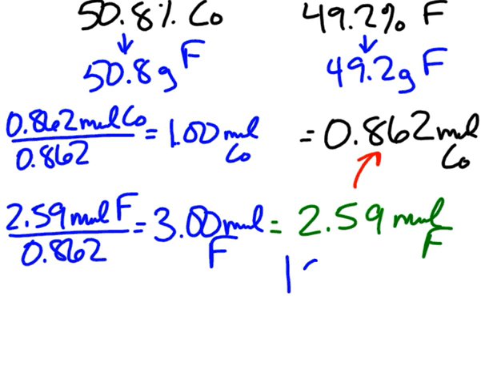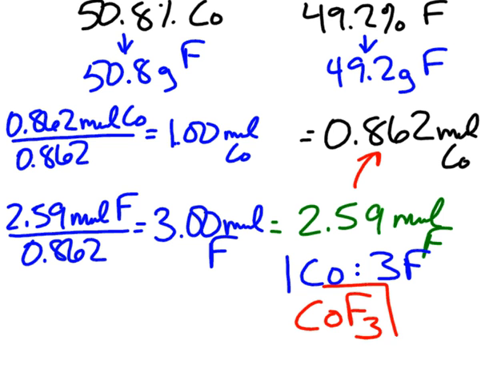which means there's 1 cobalt for every 3 fluorines. So I would write that like this, CoF3. And there is your empirical formula. That would be cobalt(III) fluoride. Because cobalt is a transition metal, it could have multiple charges. In this case, because fluorine has a -1 charge and there's 3 of them, it must be cobalt(III) fluoride. All right? So, this is mainly how you calculate your empirical formulas.